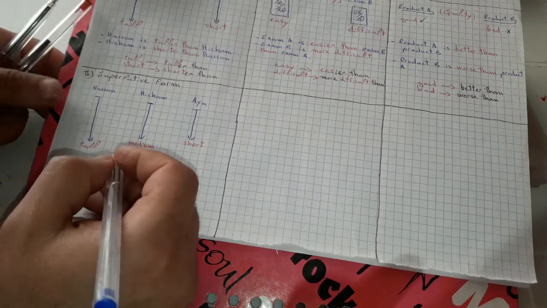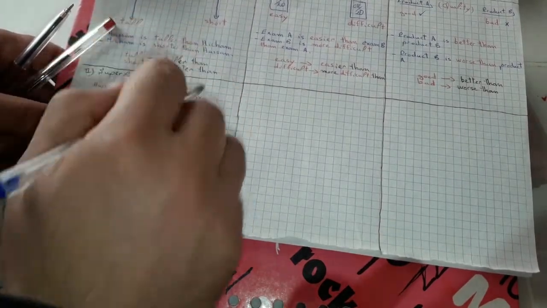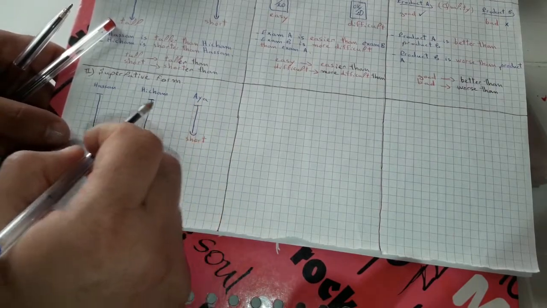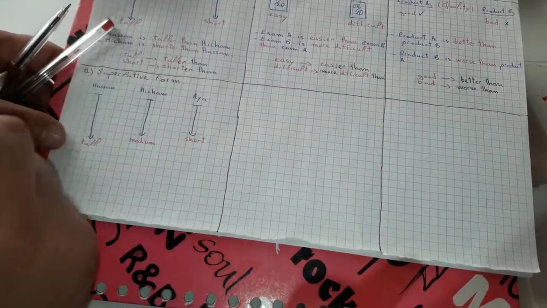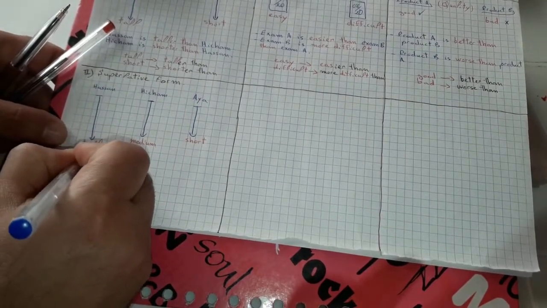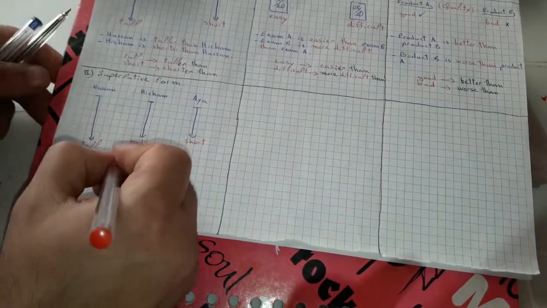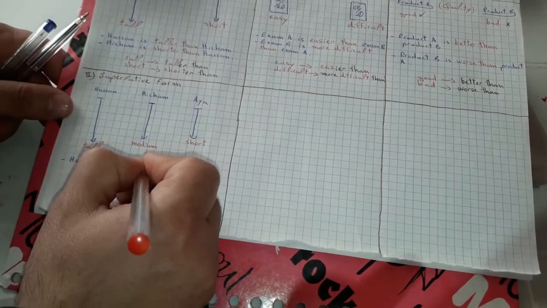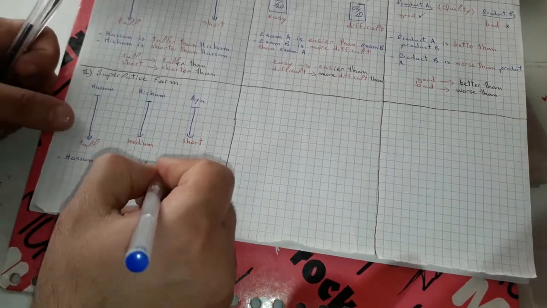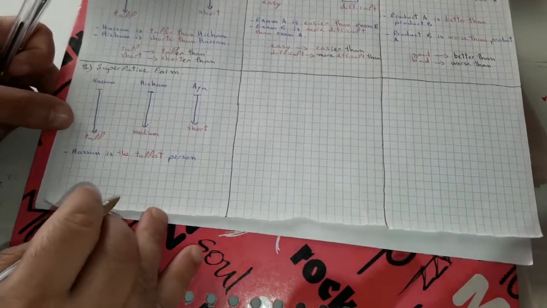Right, so if I want to compare Hassan in comparison to Hisham and Aya, and how can I compare, for example, Aya to Hisham and Hassan in terms of height? So we say that Hassan is the tallest person. Hassan is the tallest person.